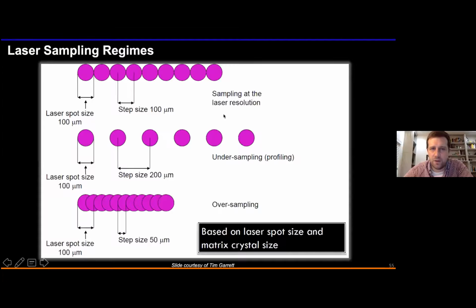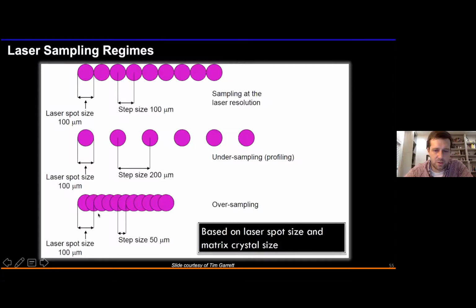There's a few different regimes that we can sample the tissue at. One is sampling at the laser resolution. Let's say we have a 100 micron spot size. We can essentially move the laser beam 100 microns using the stage motion and perform imaging in that fashion, which works perfectly well. We can also do an undersampling or profiling approach where we're just analyzing at a larger diameter, and that is perfectly suited as well.